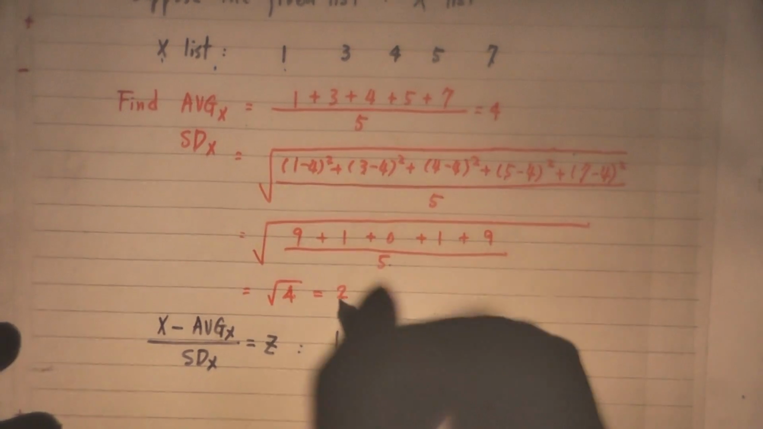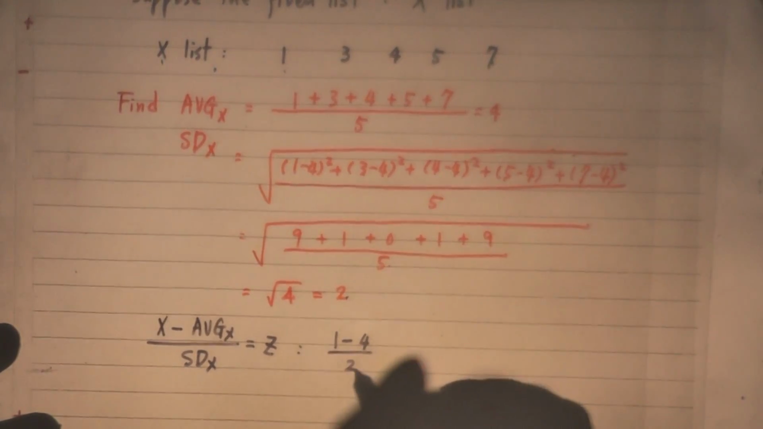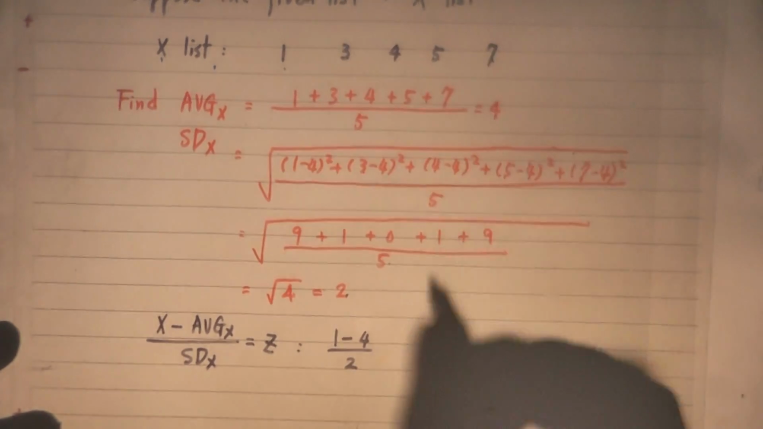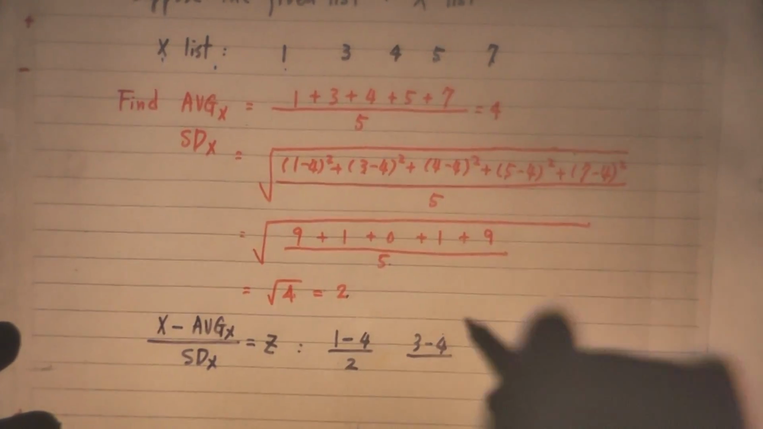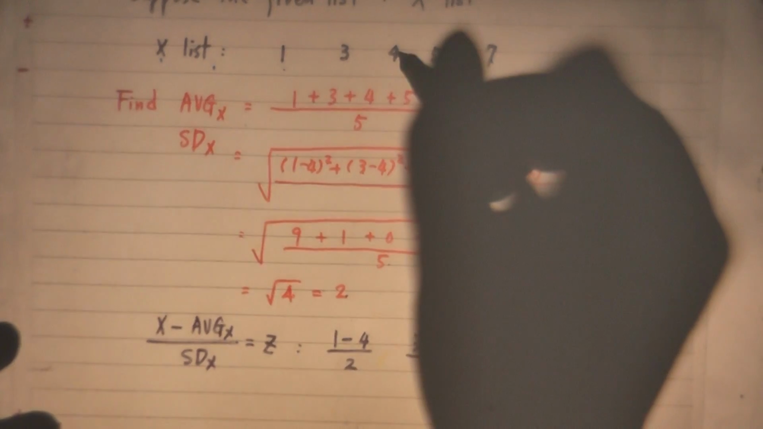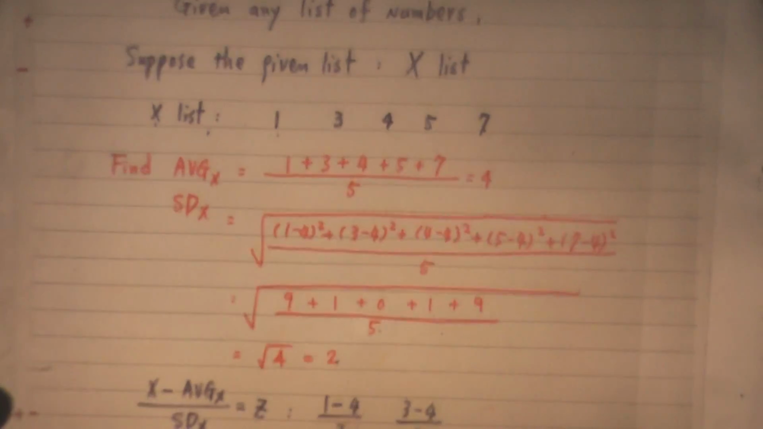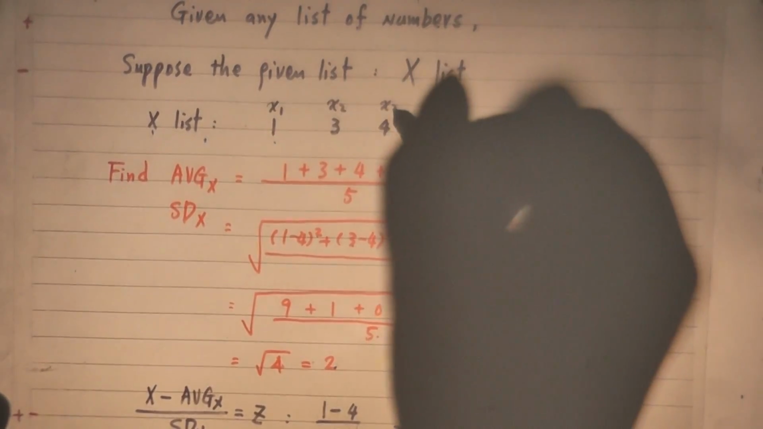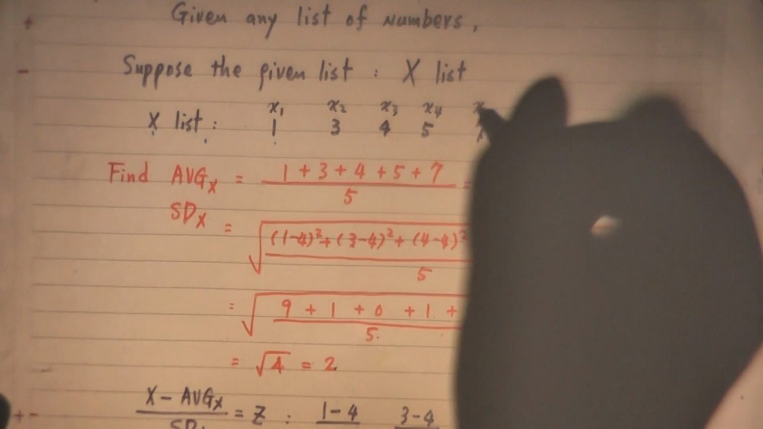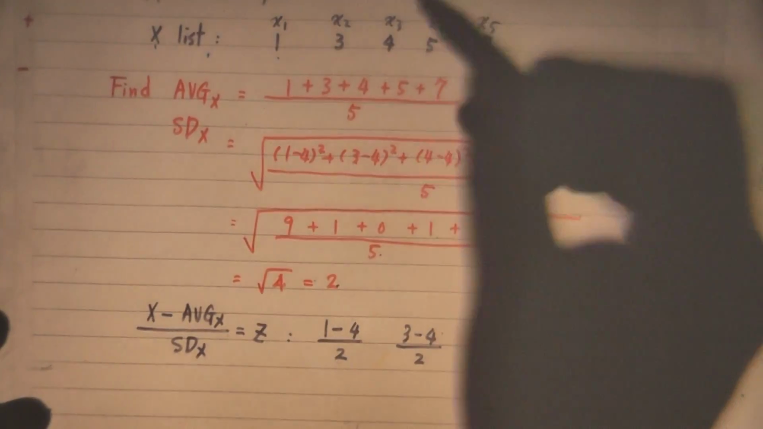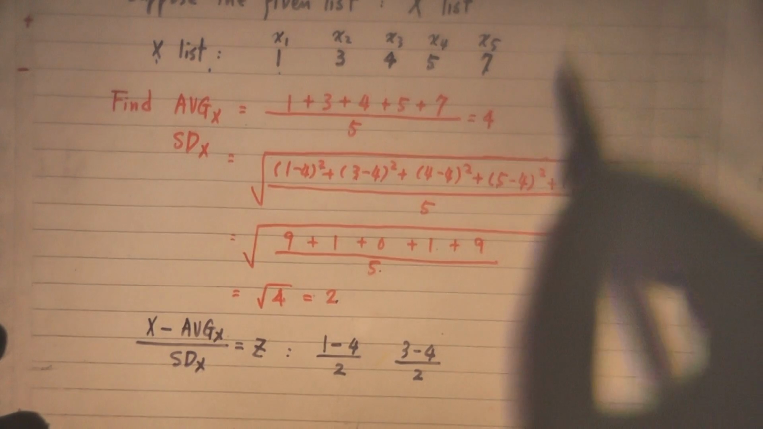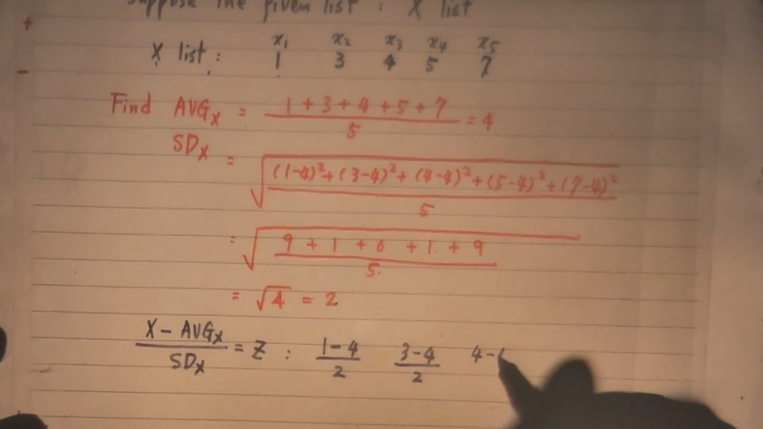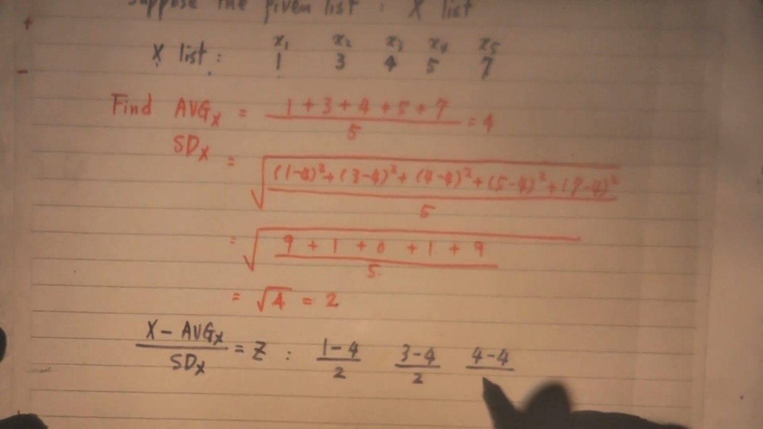Now, what numbers are in the z list? First one, 1 minus the average 4, divided by the standard deviation 2. Second number, 3 minus 4, divided by the standard deviation 2. Let me put my index here. This is x1, this is x2, this is x3, this is x4, this is x5. Now, next number, x3. x3 is 4. So 4 minus the average of x, 4 again, divided by the standard deviation 2.